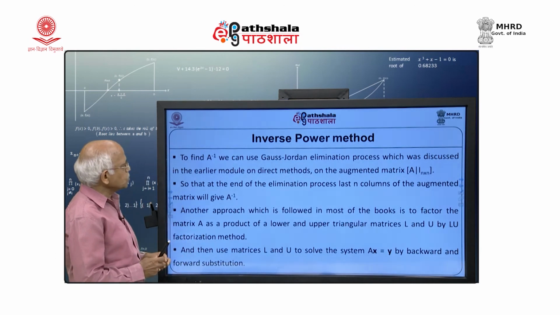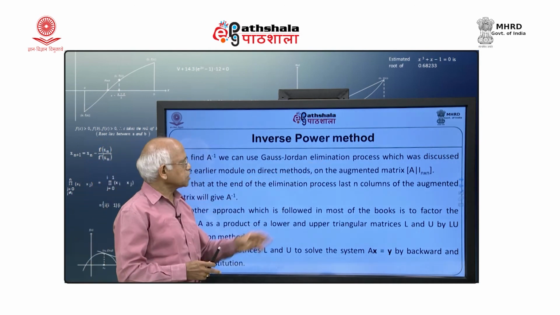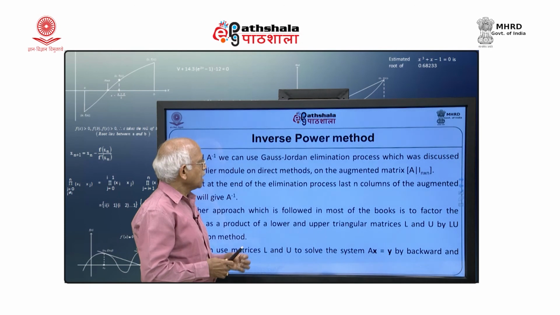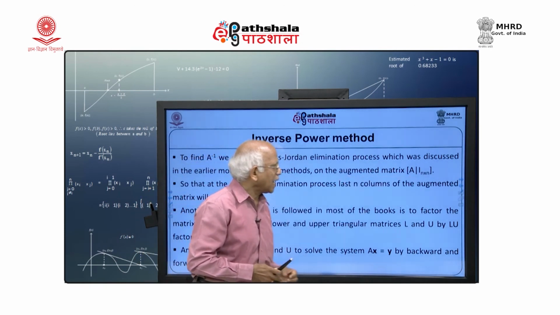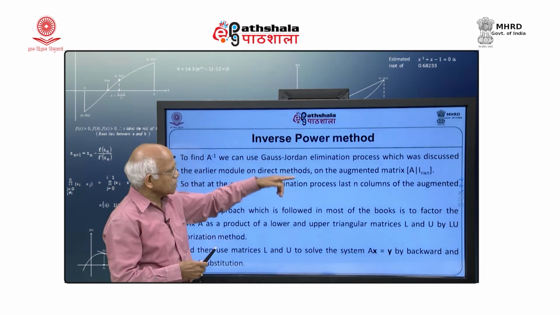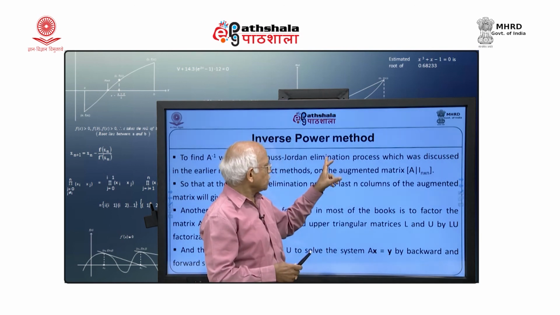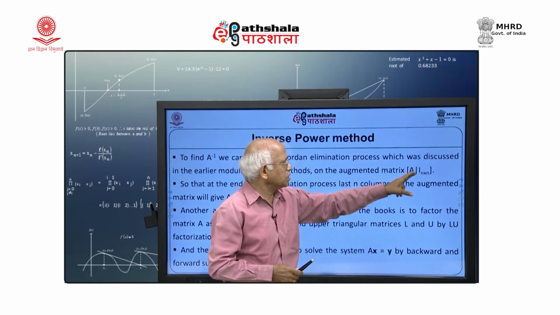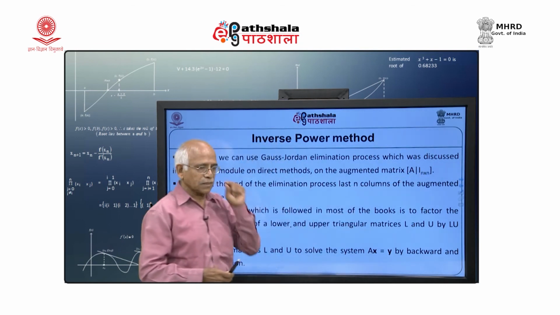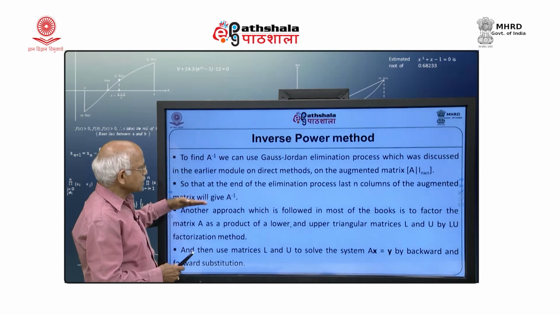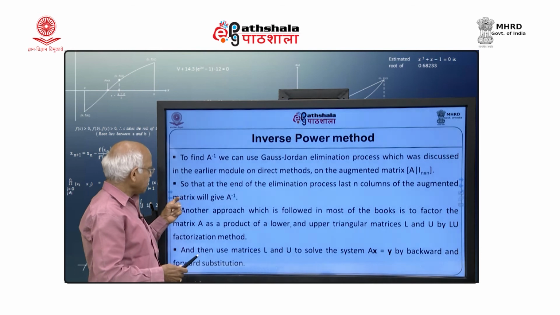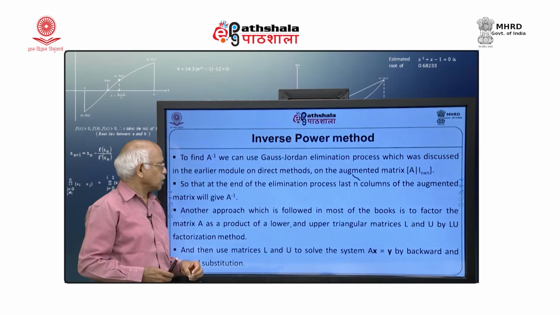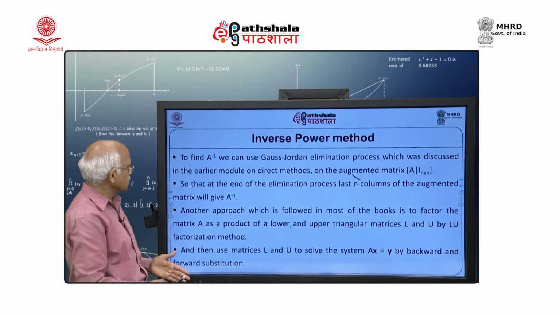To find A inverse, we use the Gauss-Jordan elimination process. We already discussed this process in the earlier module on systems of linear equations and direct methods. We apply it on the augmented matrix A I, where I is n cross n. When solving a system of equations, we take the augmented matrix with A and B bar, the right hand side vector, but here, in order to find the inverse, I write I n cross n. At the end of the elimination process, the last n columns of the augmented matrix give me A inverse. So, whatever matrix is left in the last n columns, that is A inverse.